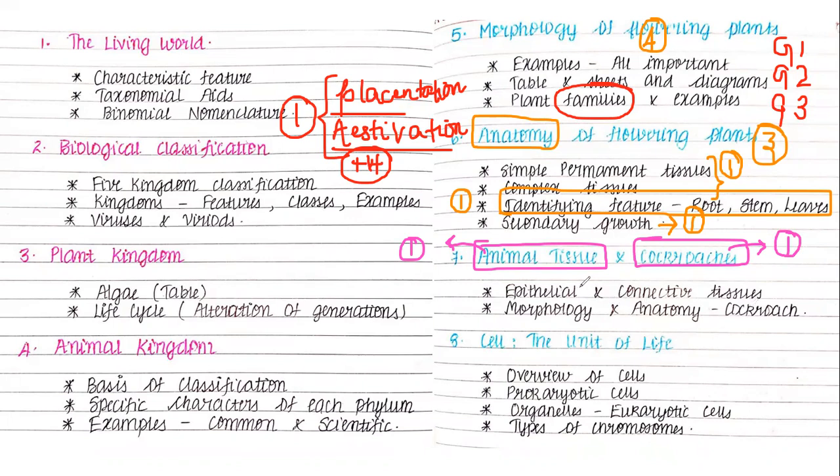So one question would be asked to you from epithelial or from connective tissue. Chances are for epithelial tissue only. Okay, the chance for this year is from epithelial tissue. Then the entire morphology and anatomy of cockroach. Either they will focus only on anatomy or they will focus on morphology.